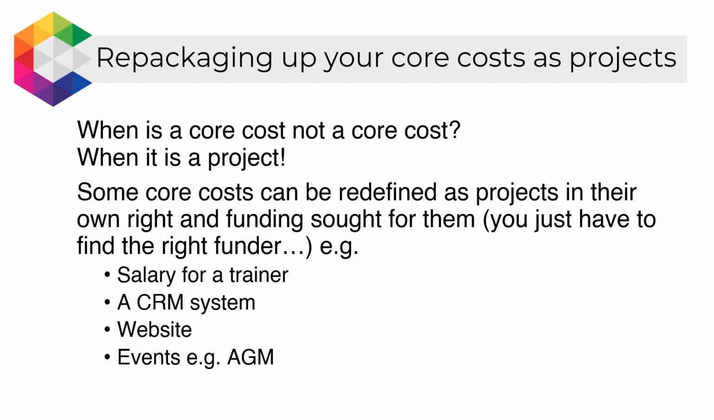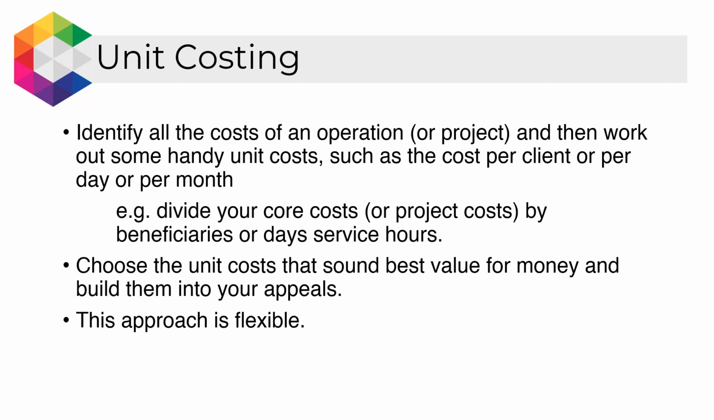The next one was unit costing. Unit costing is another effective approach to identify all the costs of an operational project and then work out some handy costs, such as the cost per client or how much it costs a day or a month to run the organisation. A few minutes with the calculator is all it takes to work out a couple of different ones, and then really choose the unit cost that sounds like the best value for money and build them into any public appeals that you might be having. It's a really flexible approach and can allow you to really chop and change for the audience.